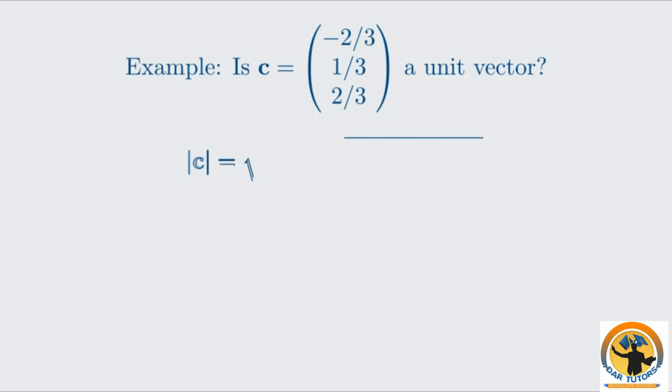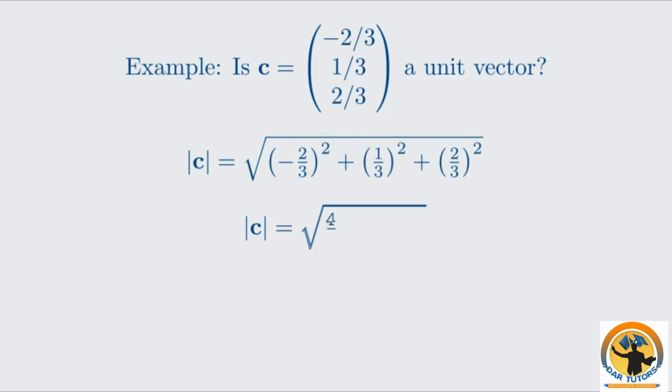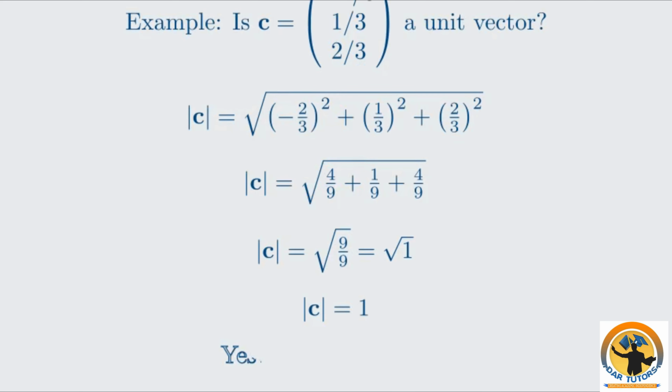The magnitude of C is the square root of the sum of the squares of its components. That's the square root of negative 2/3 squared plus 1/3 squared plus 2/3 squared. Squaring the fractions, we get 4/9 plus 1/9 plus 4/9. Adding these together gives us 9/9, which simplifies to 1. The square root of 1 is 1. Since the magnitude of C is 1, we can confirm that C is indeed a unit vector.